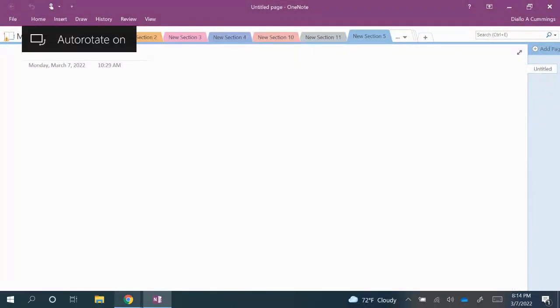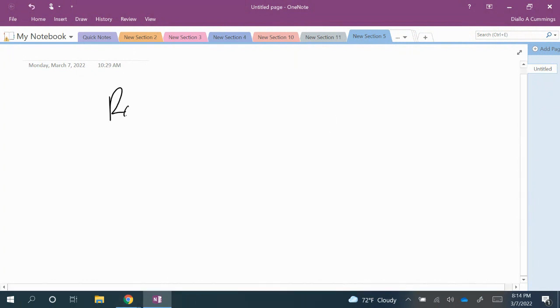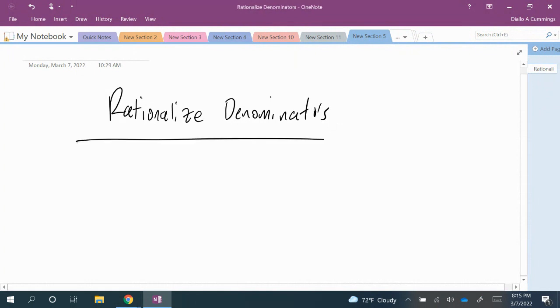I want to do an algebra review. Let's see. We are going to rationalize denominators. For example, if you have 1 divided by 2 square root of 2. So here again, to rationalize the denominator means we only want rational numbers in the denominator.